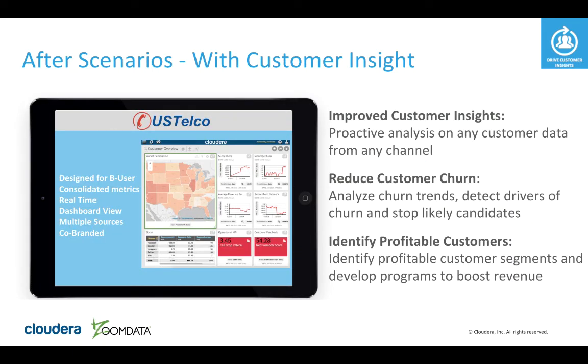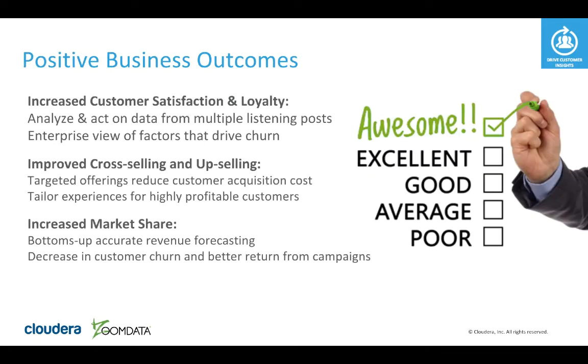We then highlight after scenarios. So what would happen if, in the case of US Telco, we delivered a Cloudera and Zoom Data deployment? Well, first thing is we provide improved customer insights, where we have a proactive analysis of any customer data from any channel. So this is important to highlight, that if we have data coming from 10 different sources, one window can be presented to all 10 of those sources. We can also help to reduce customer churn and identify the profitable customers within a business.